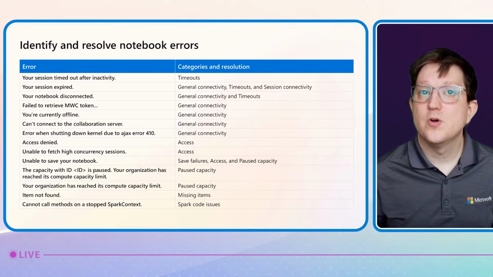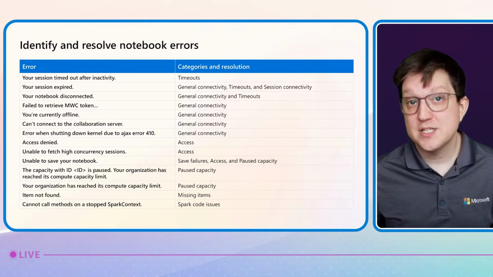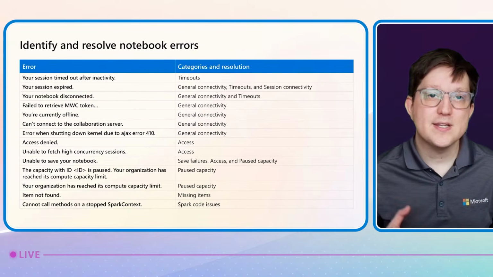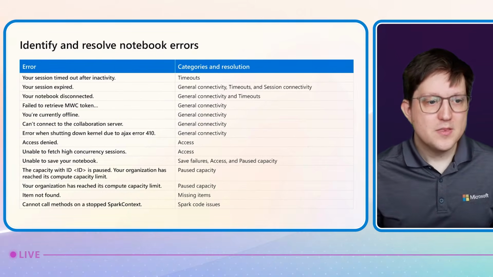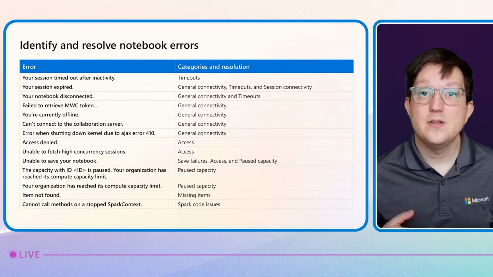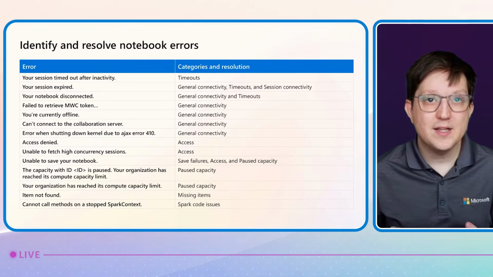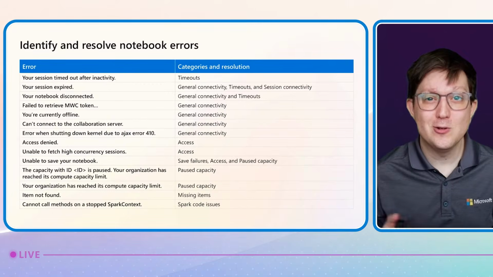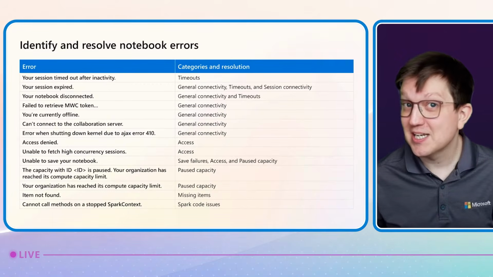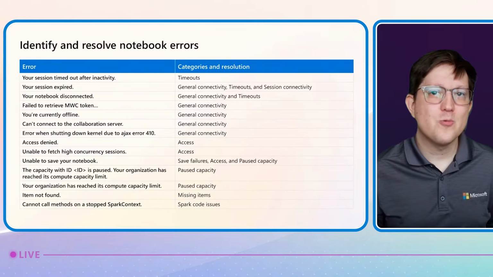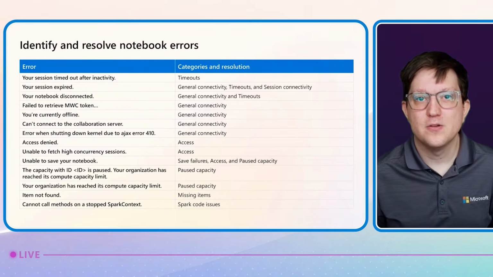A lot of the time it involves restarting a session, adjusting timeout settings, or looking at things like connectivity issues. There's a full list on the slide here, including things like when to check sign-in credentials, permissions, how to think about token failures, what an AJAX 410 kernel shutdown actually means, typically just a connectivity issue, and a few things around different capacity pausing components.